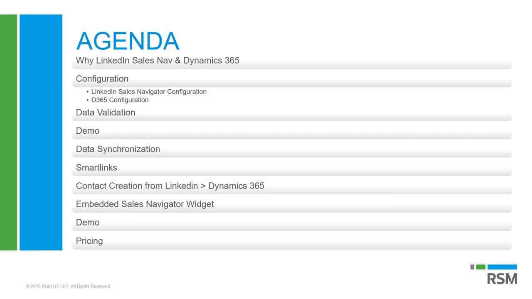We're going to talk about data synchronization, SmartLinks, being able now to create a contact from LinkedIn and push that data into Dynamics 365. We're going to talk about the embedded Sales Navigator widget inside of Dynamics 365, some more demos, and lastly, I'll touch a little bit upon pricing as well.